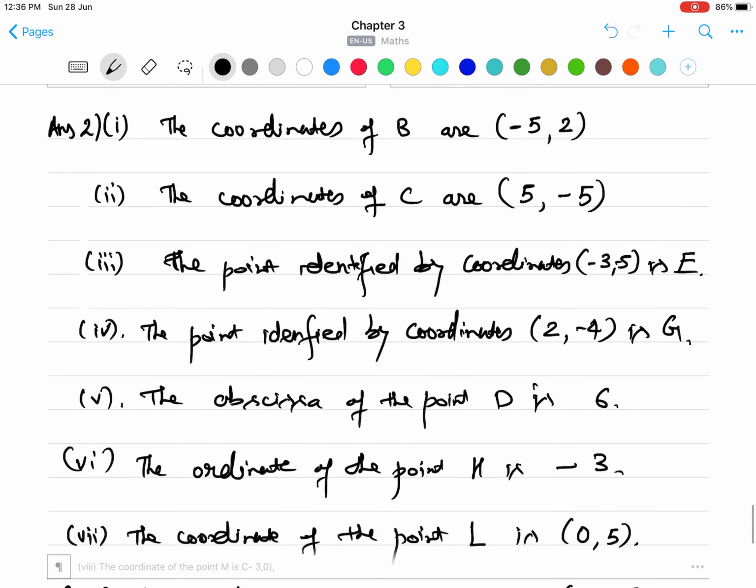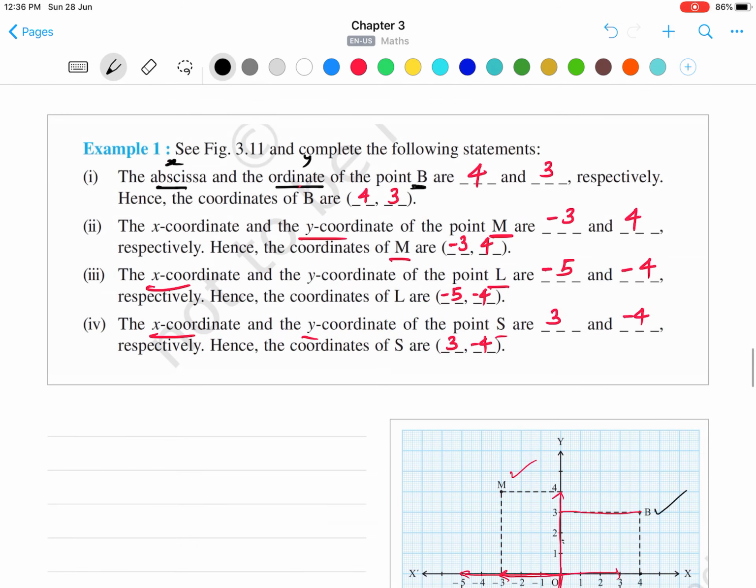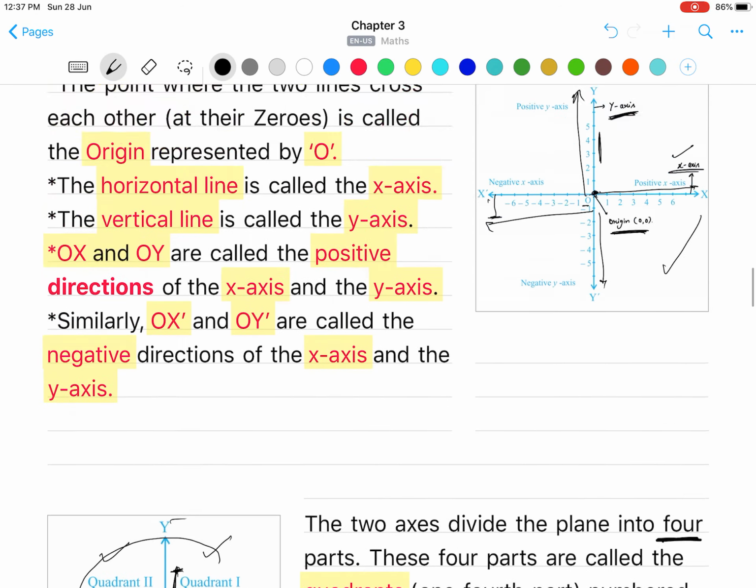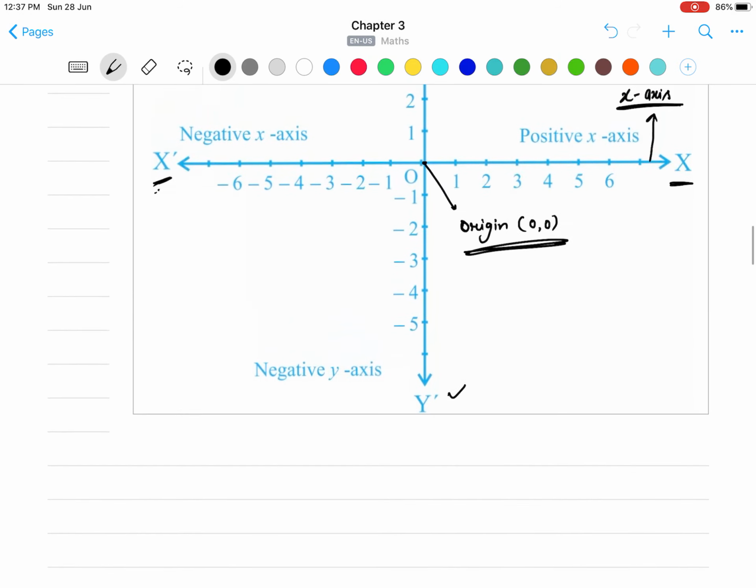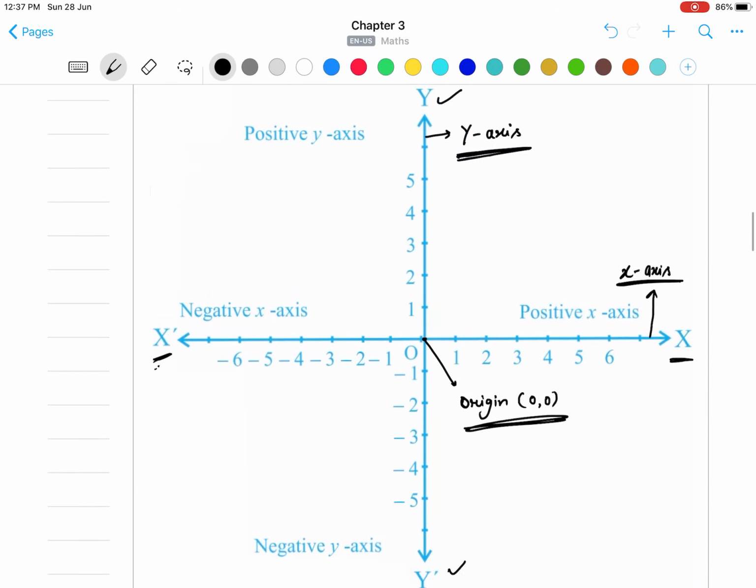Okay, I hope you have understood it. We have done both questions and both examples of this exercise, and we did the explanation of the Cartesian system or the Cartesian plane. Okay, I hope you've understood it. You have to practice these questions so that you can understand them better.